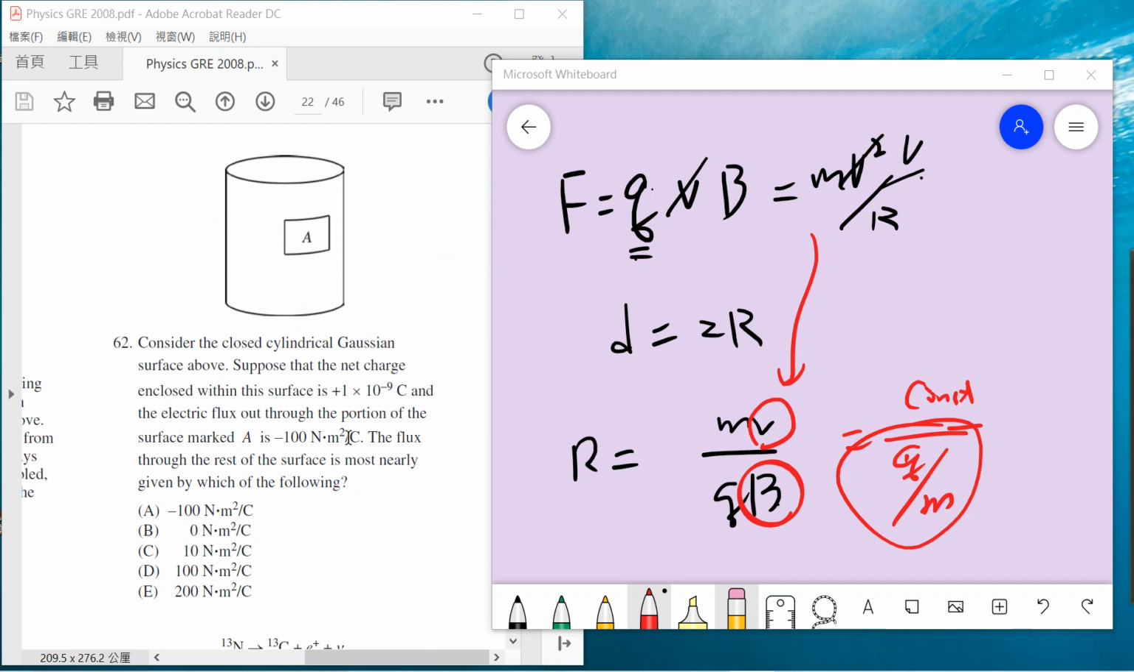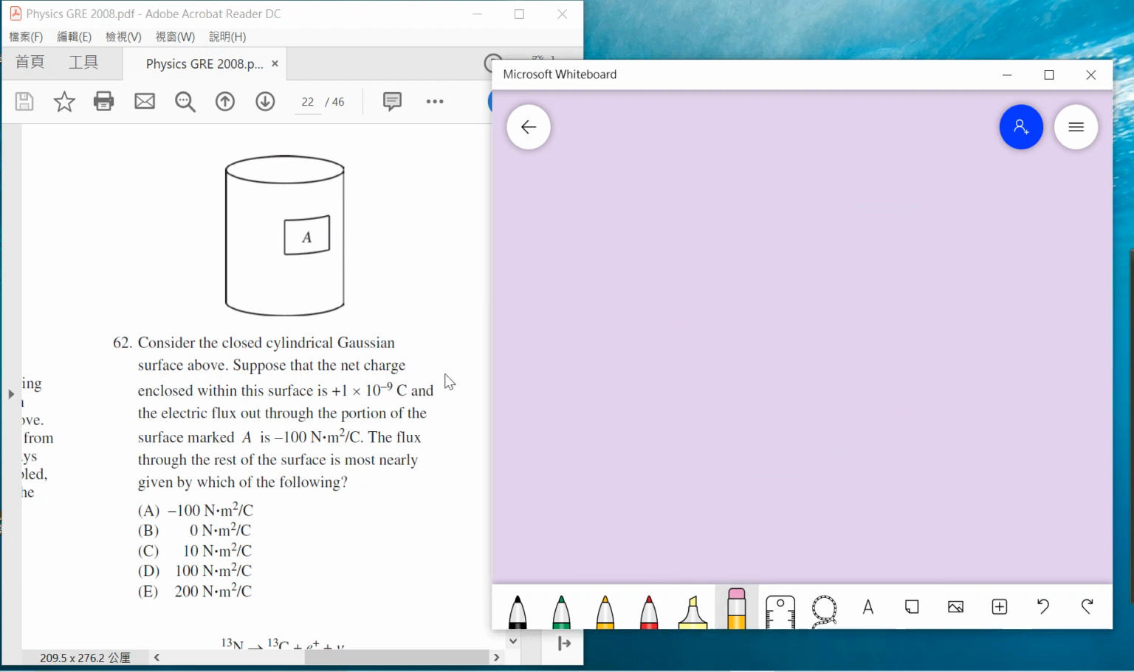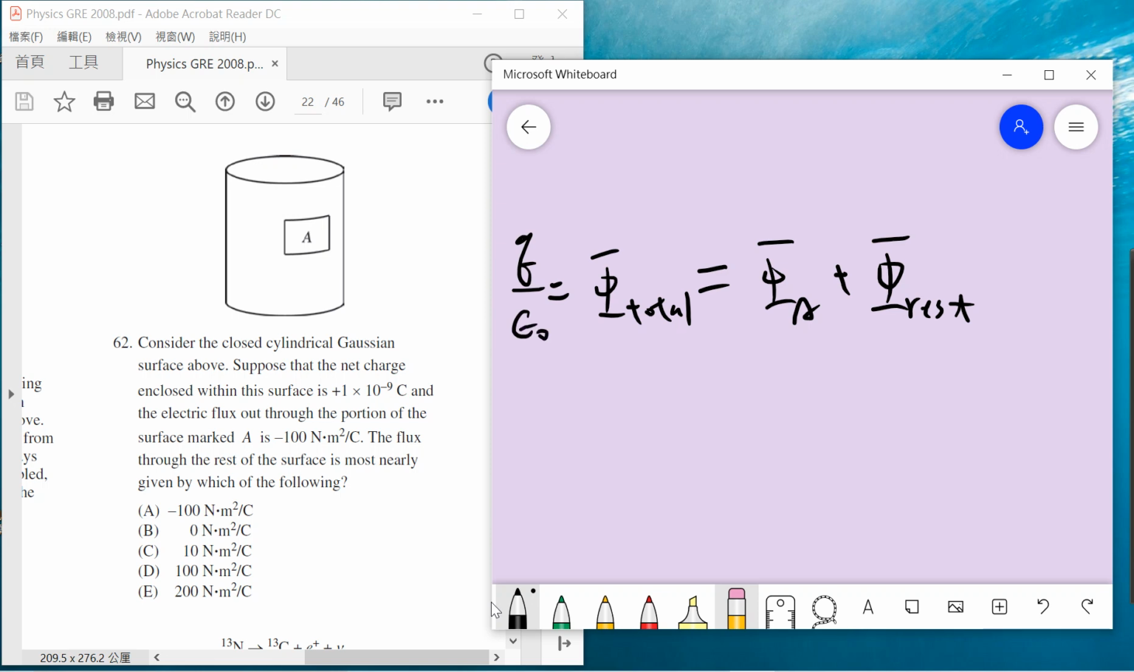So 62 says to consider a closed cylinder Gaussian surface. Basically, you have some surface and some charges, and the electric flux out through the surface marked A is this. What is the flux through the rest of the surface, most nearly? Okay, so we know that we have some phi total, right? Phi total is equal to phi A plus phi rest, and this is Q over epsilon naught.